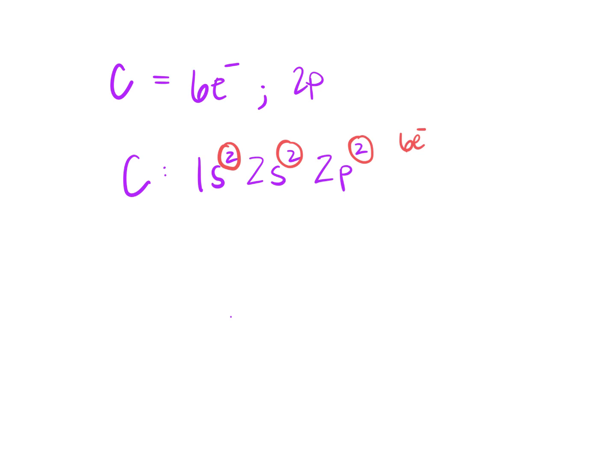How many total can the p orbitals hold? 2. Okay, no, there are 3 versions. So how many could they hold total? They can hold a total of 6. So let's look at fluorine now and see how its electron configuration is different.